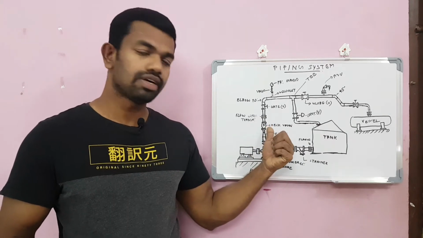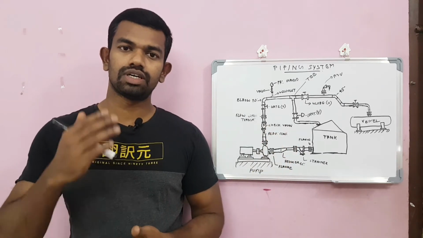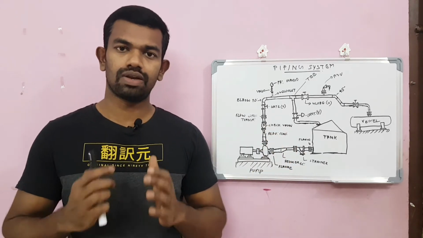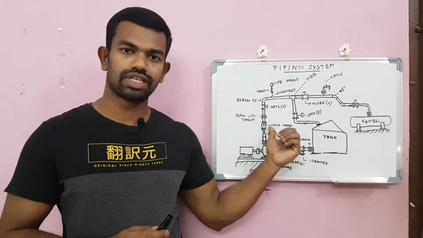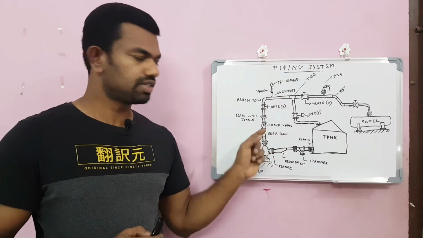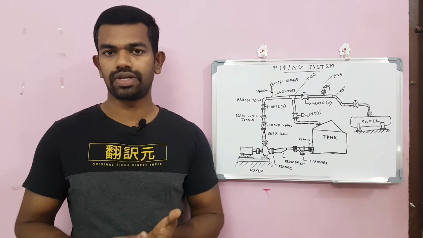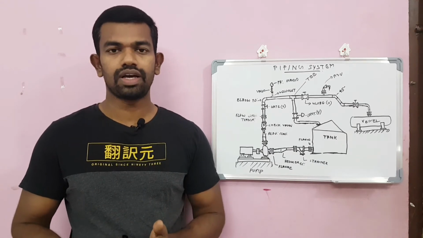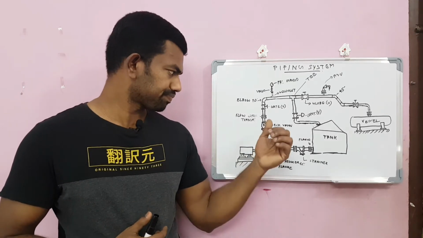Here you can see the check valve. The purpose of a check valve is to prevent reverse flow. It allows flow in only one direction. That is the purpose of a check valve. Suppose the pump has stopped, the flow will not return. It will be stopped here. There are many different types of check valves: ball type, flapper type and dual plate type. These are different types of check valves.